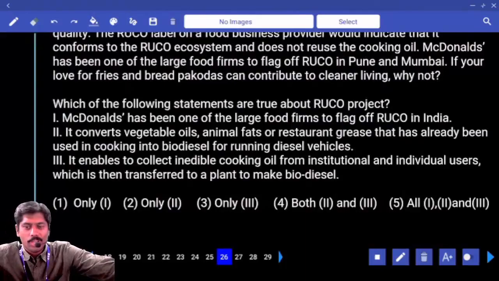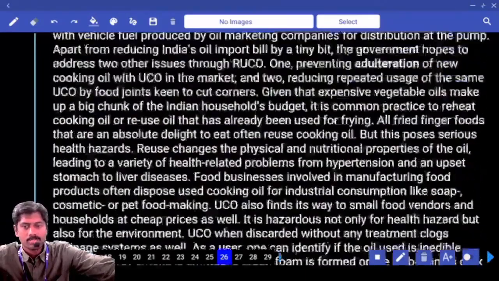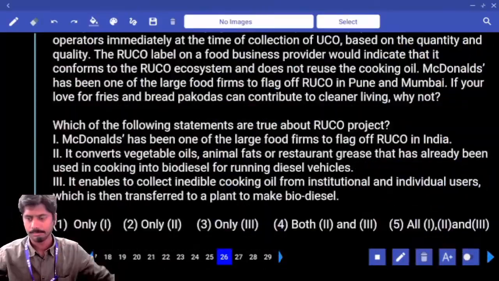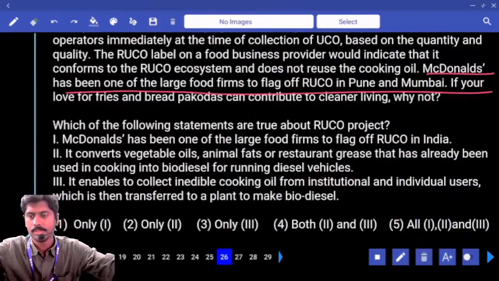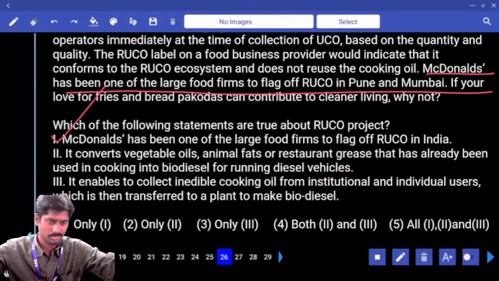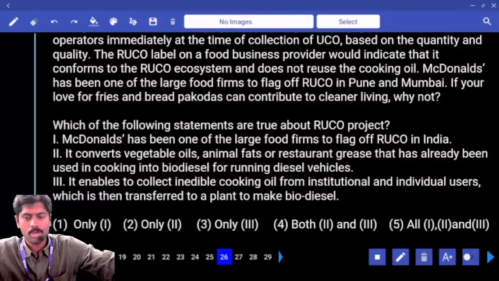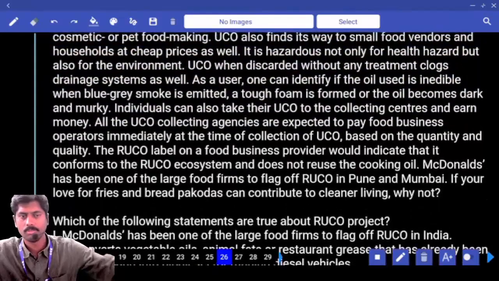Where is this Ruko in India? Flag of Ruko in India. McDonald's has been. Last paragraph. McDonald's has been one of the large food firms to flag off Ruko in India. Is it correct? Yes. It converts vegetable oils, animal fats. Where is it?